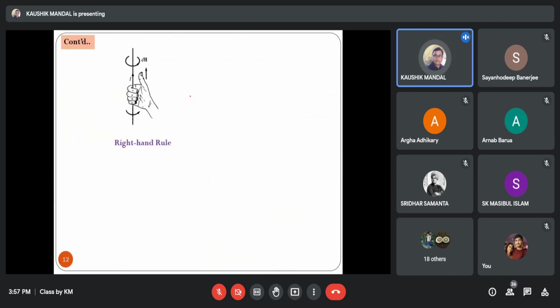Now, we will apply the right hand thumb rule to find out the direction of magnetic field intensity. What should be the direction of H due to the current carrying conductor. Suppose this middle one is the conducting wire. It is carrying a current I along the upward direction. Now you have to put your right hand. Your thumb will be directed towards the direction of current.